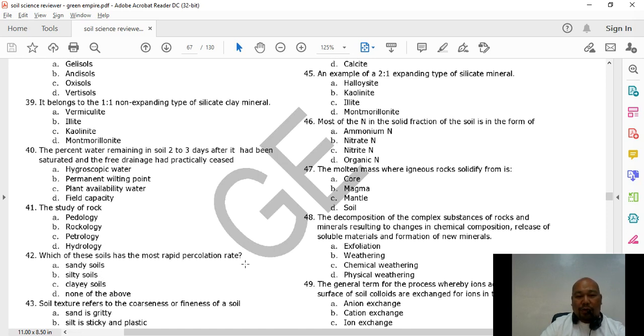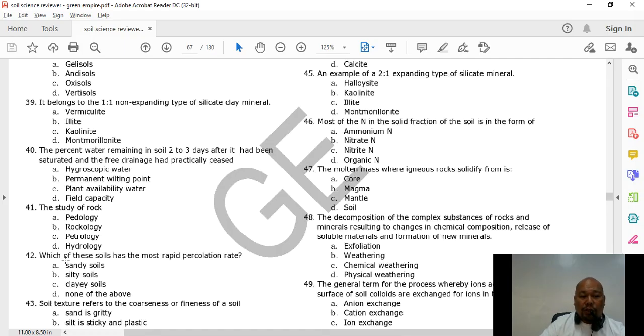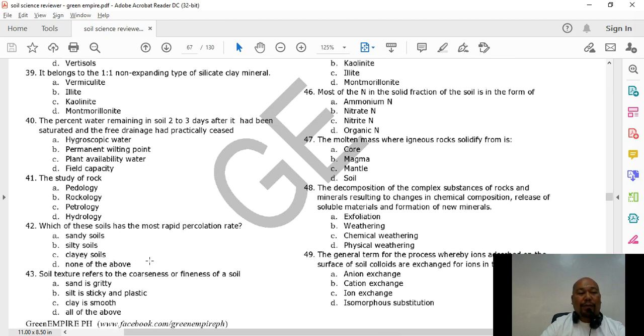What is percolation rate? Percolation is the vertical movement of water through the soil. Water moves vertically faster in soils with large pores. Which soils have large pores? Those with large particles, or coarse textured soils. In that case, the correct answer here should be sandy soils. You should know sand, silt, clay.